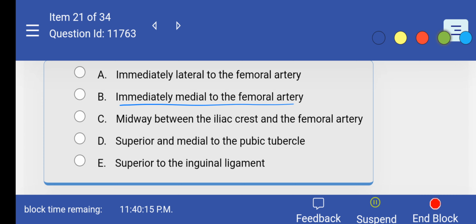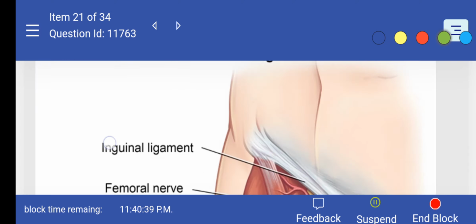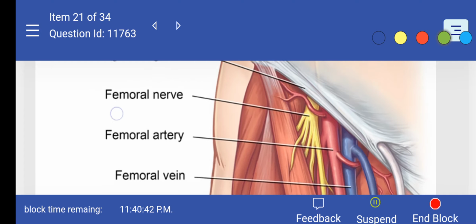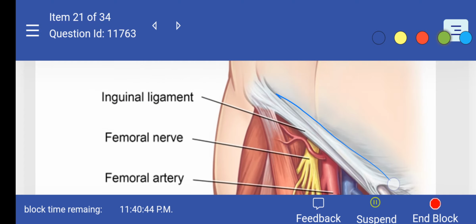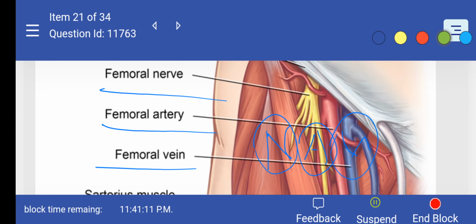Let us see the explanation for how this could be. Let me select this for you guys. Okay. So if we look at the femoral triangle, right, this one over here is the inguinal ligament. Then from medial to lateral, they are arranged as vein, artery, and nerve, right? Femoral vein, femoral artery, femoral nerve.